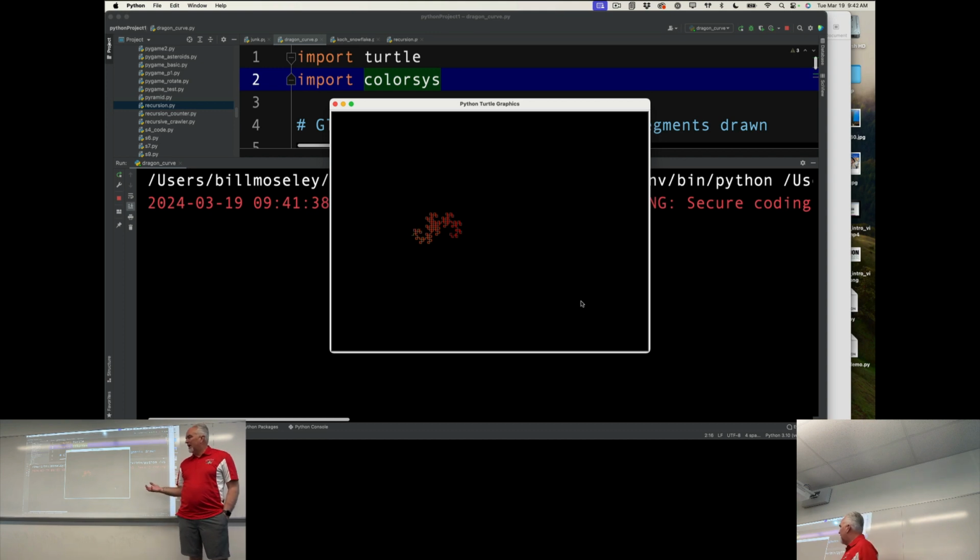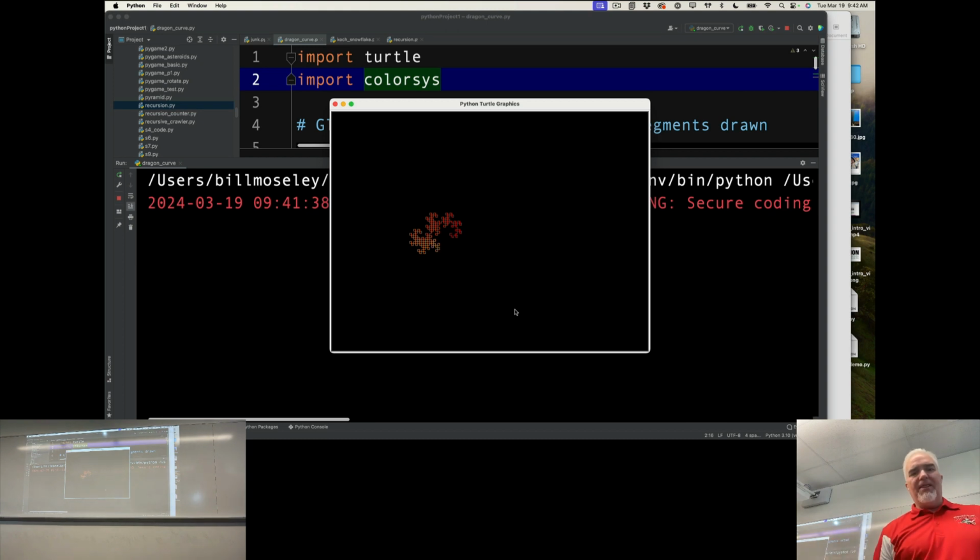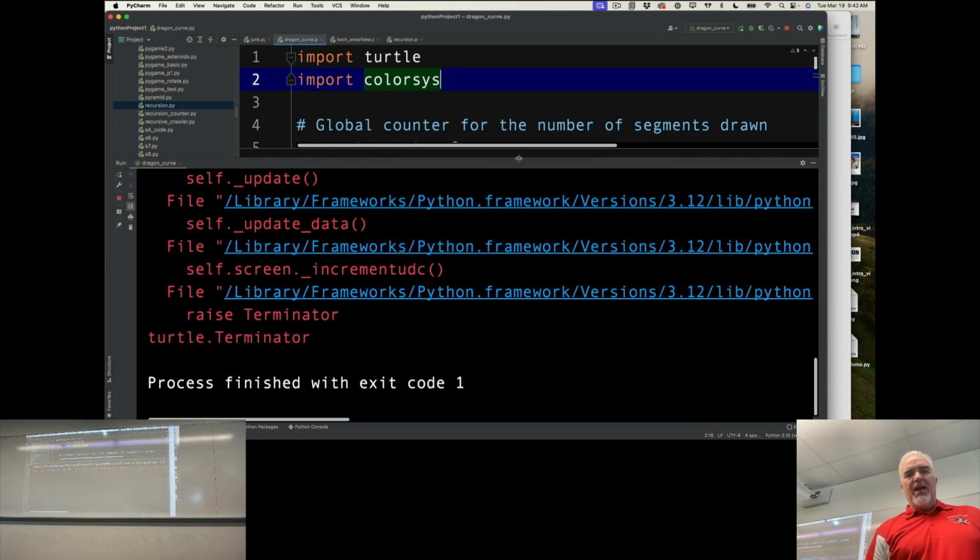It'll draw the exact same thing every time because it's a mathematical formula that derives that picture, but it repeats itself. And inside that design are copies or smaller copies of that little design. And that's a more complicated fractal.